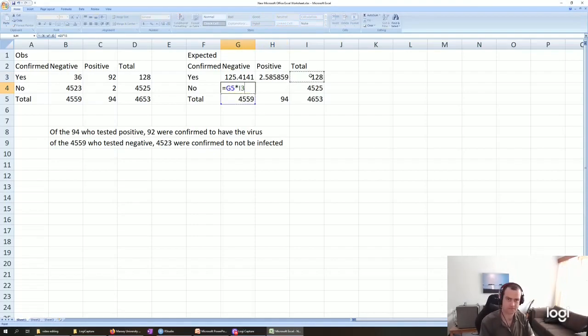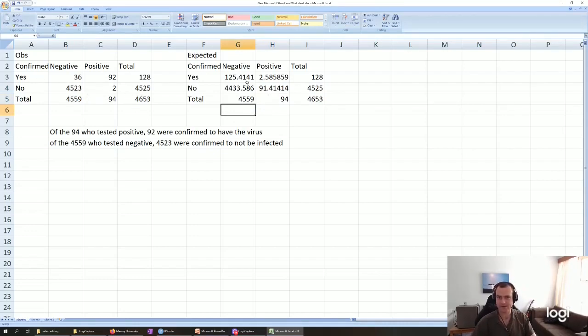Here, column total times row total divided by grand total. Oops, did I get that wrong? What have I done there? Yes, sorry, that should not be I3. And of course I could be doing this in R, but I just thought this is a visual guide to how it's being done. Might make it a little bit easier for you.